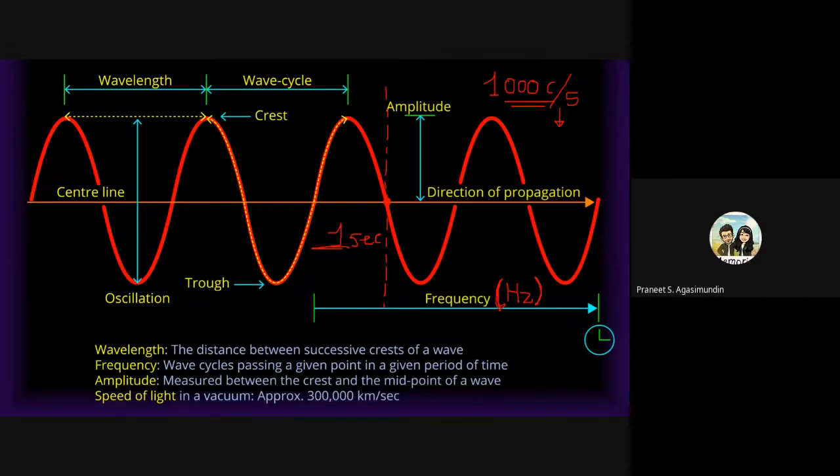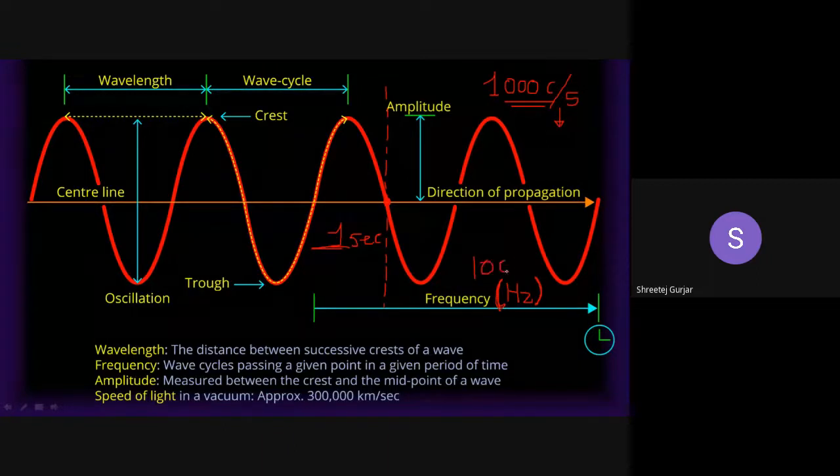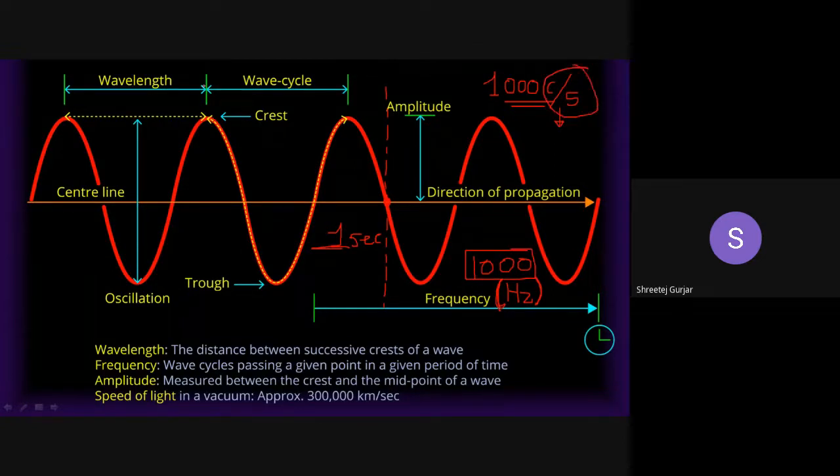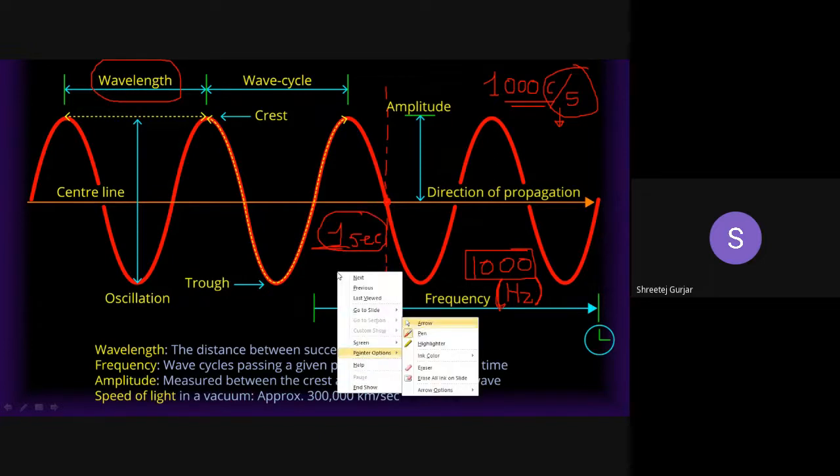Hertz, right? If you remember, it is called hertz. So for this example, wherein 1,000 waves are passing through this section in 1 second, the frequency of that wave will be 1,000 hertz, or 1,000 cycles per second. What do you mean by cycle? Cycle is nothing but one wavelength. So the number of wavelengths passing through a particular point or section in 1 second is what is meant by frequency.